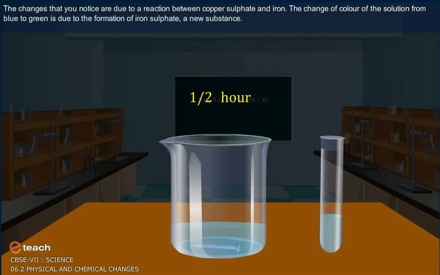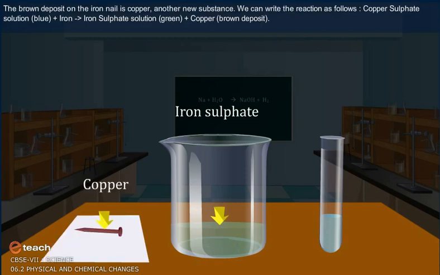The changes that you notice are due to a reaction between copper sulfate and iron. Change of color of the solution from blue to green is due to the formation of iron sulfate, a new substance. The brown deposit on the iron nail is copper, another new substance.